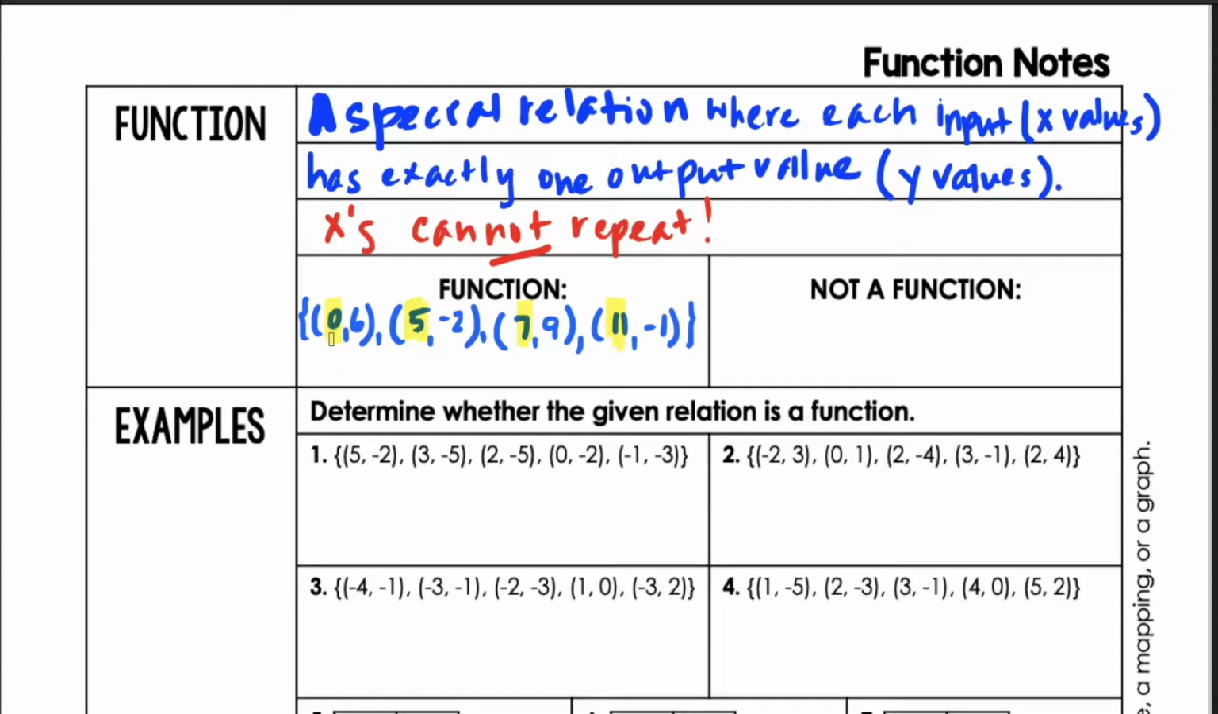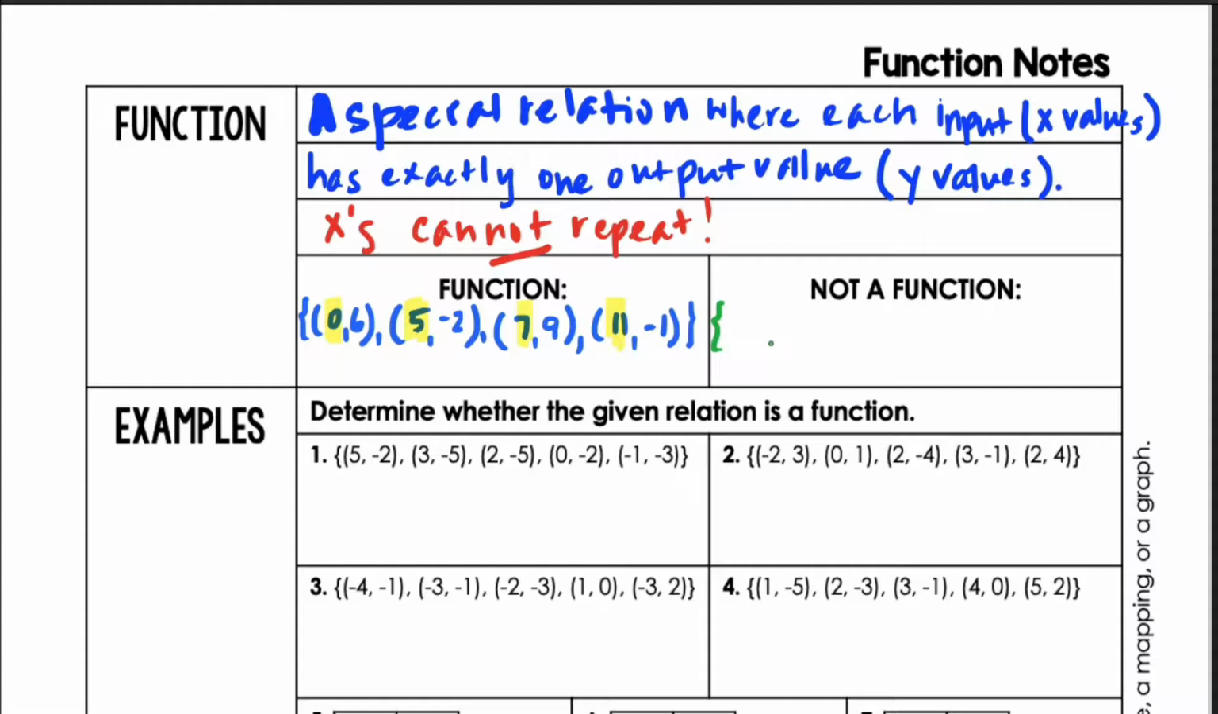So when x is 0, where I've highlighted the 0 in yellow, it's being assigned to only one y value, and that's 6. When x is 5, it only gets assigned to one y value, and that's negative 2. When x is 7, it only gets assigned to one y value, and that's 9. And when x is 11, it only gets assigned to one y value, and that's negative 1. Okay, so far this relation would be a function because for each x, we only are hooking up with one y value.